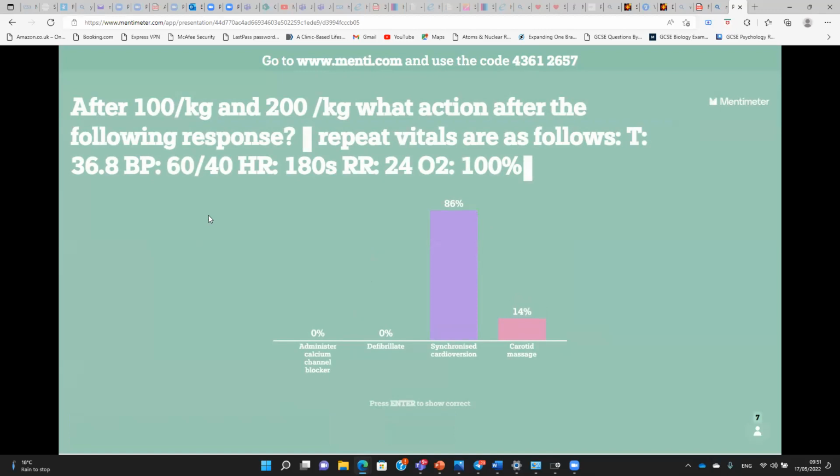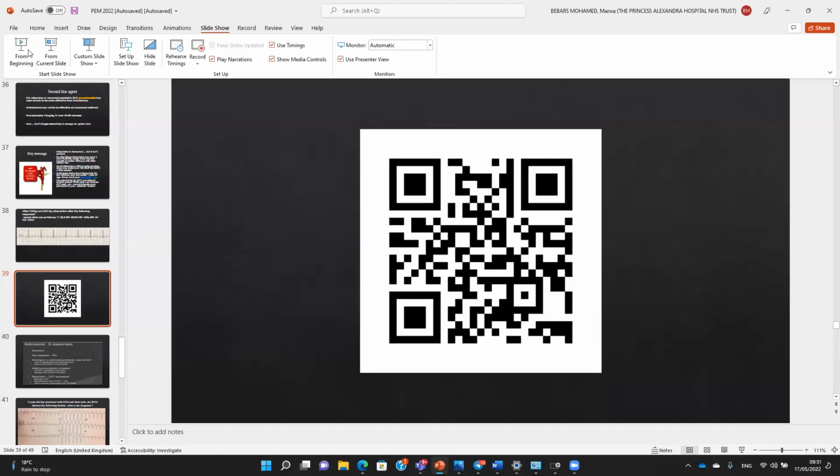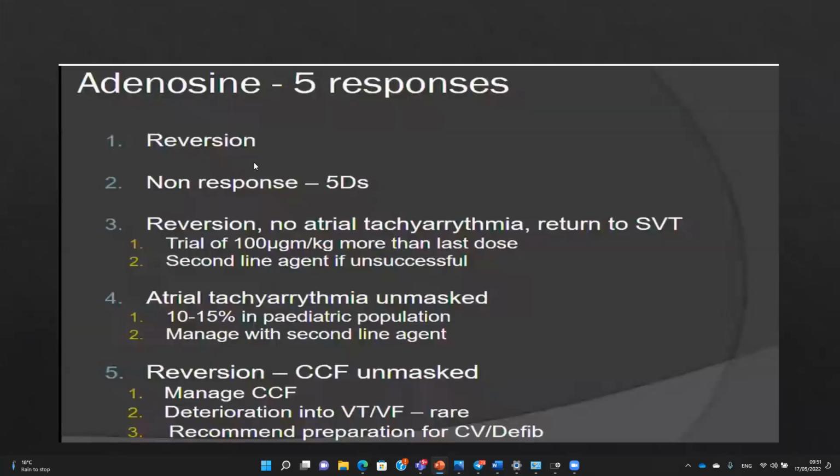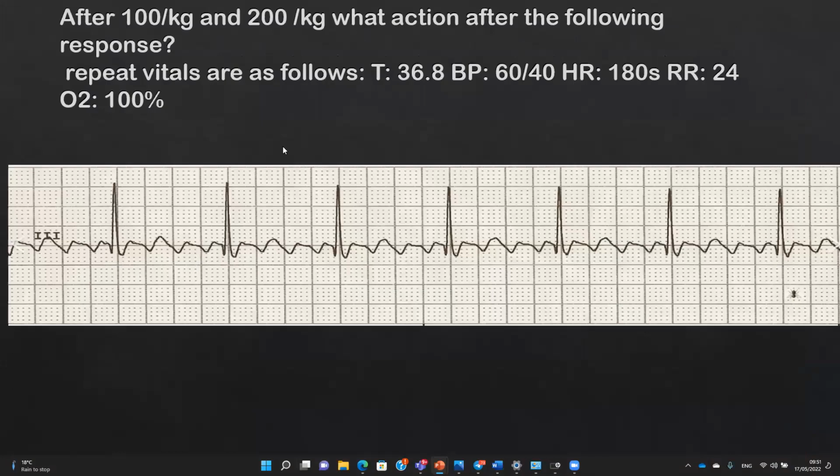So the best way to treat this, as the majority of you answered, is synchronized cardioversion. What we can see here in this strip is atrial flutter with the sawtooth pattern in the ECG strip. And why do we have this?